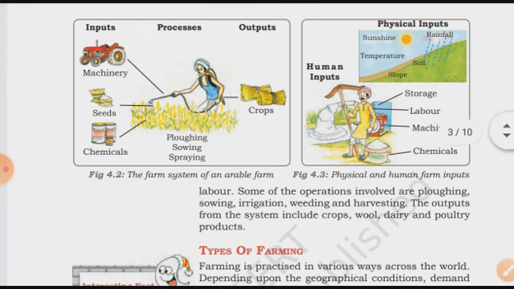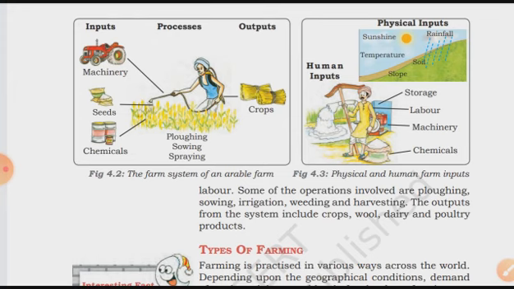Then the output from the system includes crops, wool, dairy, and poultry products. The output means the result. If we do all these things, after harvesting we will definitely get the final crop from the plants, as well as wool, dairy products, and poultry products.